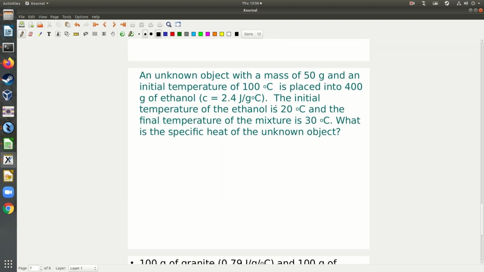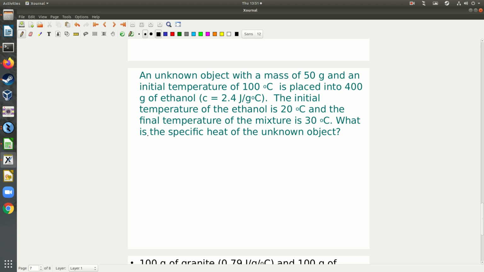We have an unknown object with a mass of 50 grams. An initial temperature of 100 degrees Celsius is placed into 400 grams of ethanol. And I give you the specific heat there. The initial temperature of the ethanol is 20 degrees Celsius and the final temperature of the mixture is 30. What is the specific heat of the unknown object?